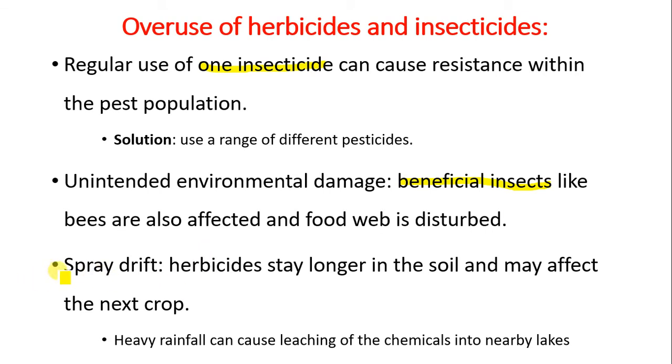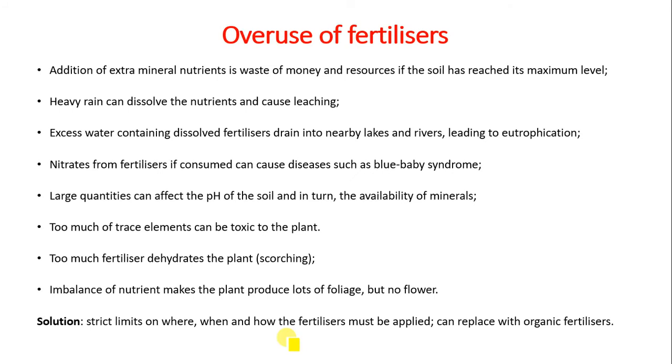Now, you can also have spray drift, where herbicide stays longer in the soil and may affect the next crop that is being cultivated there. Now, heavy rainfall can cause leaching of the chemicals into nearby lakes.